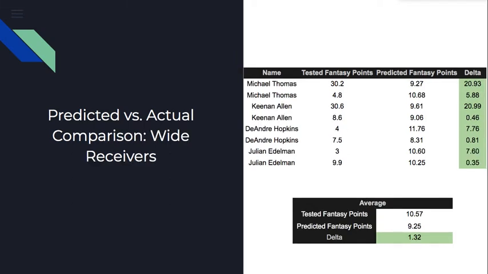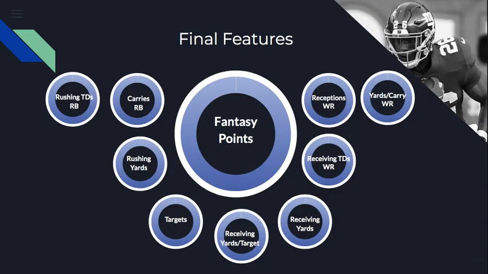And then wide receivers, same thing, focus on the green, the delta. You can see it varies all over the place. For example, Keenan Allen, my model got it very closely, within 0.46, but on other days Keenan Allen had 20.99 points, so the delta there was 1.32. I want you to hold on to that number because I'm going to refer to it in the next slide.